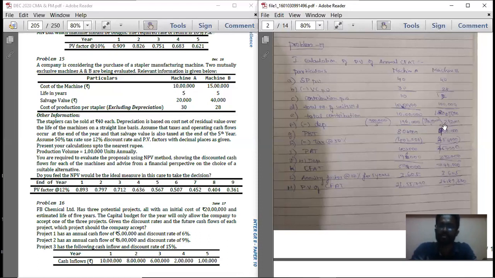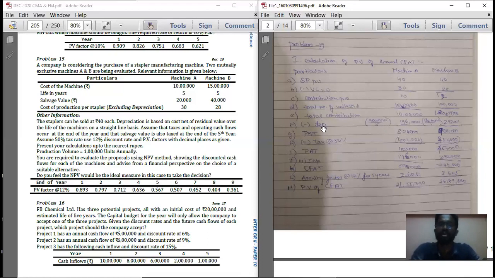Next to that, in the column for machine B, record within bracket, how much is the calculation for depreciation for machine B? 15 lakhs minus 40,000 divided by 5. That is 14 lakh 60,000 divided by 5. In respect of the machine B column, record 2 lakh 92,000 within bracket.